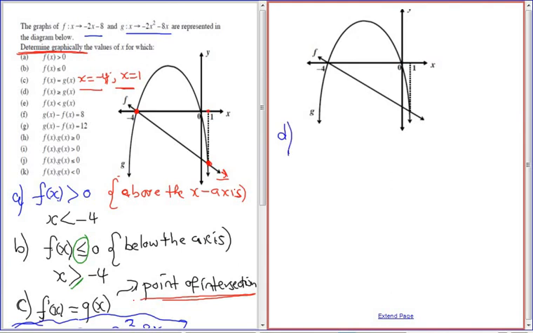Say, for example, you want to find when is function of x greater than or equal to gx? Well, what this means is that when is function of x above gx? It should be above. The one that is greater than, it should be above.